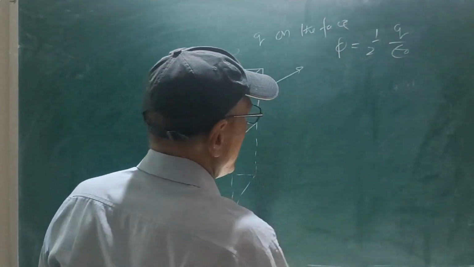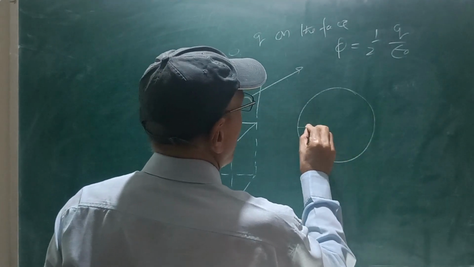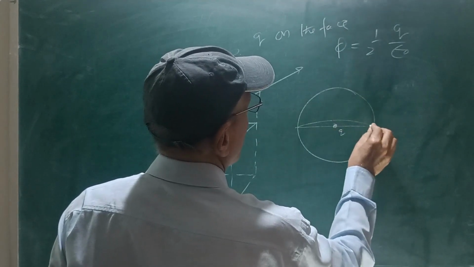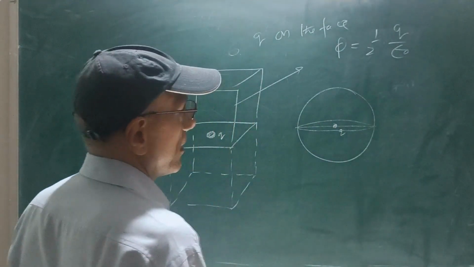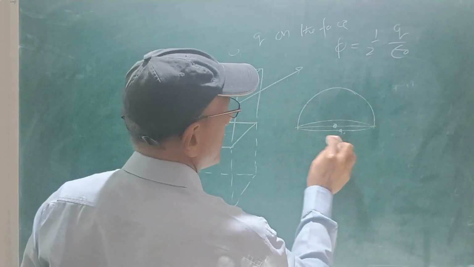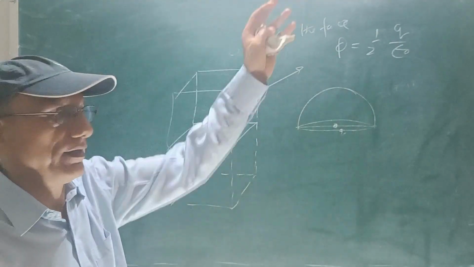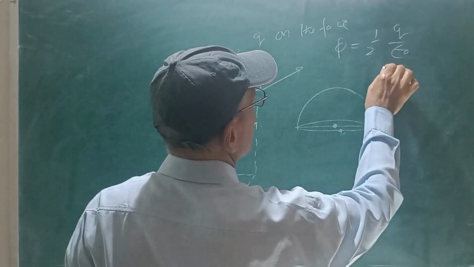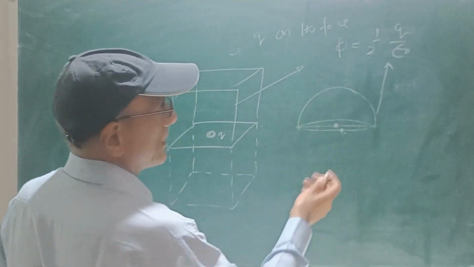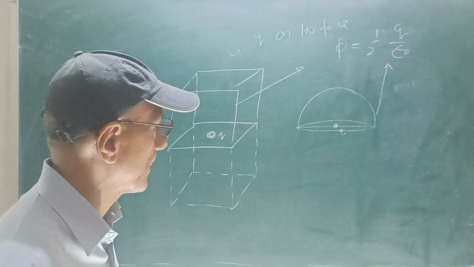Similarly, if it is a sphere and the charge is placed at the center, and if you cut the sphere and divide it into hemispheres like this, then how much flux will be passing through this hemisphere? That time the flux is again half this side and half from the other surface. So it will be 1 by 2 q by epsilon naught.